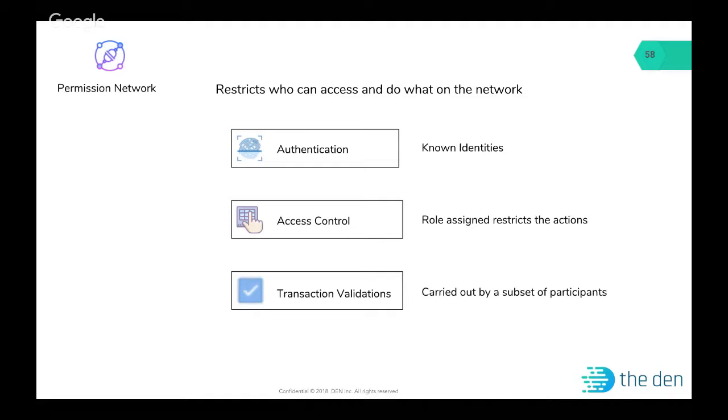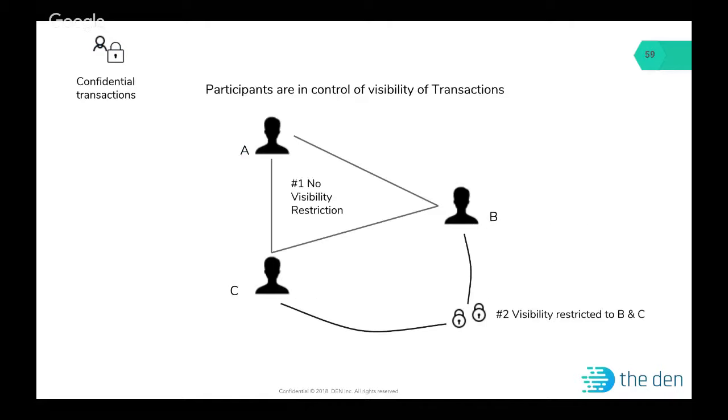So in a permissioned network, we talk about this later, there are three things: authentication, known identities, access control, and transaction validations. All right, confidential transactions. Participants are in control of the visibility of transactions, right? And we talk about this later: if A is a competitor to B, does B want A to see the transactions he's making with C, right? What if C sells to A and B? Why would B want A to know what he's buying from C? Does that kind of make sense, guys, right?